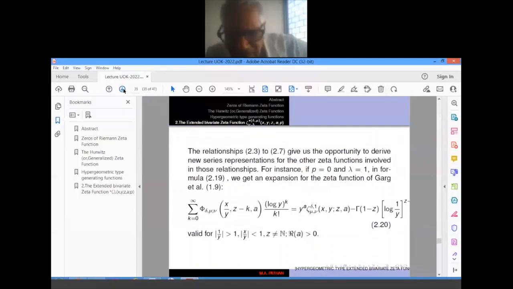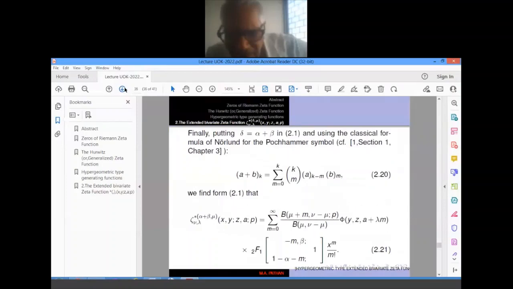This is again a result obtained from the earlier one 2.19 by simply writing now rho equal to 0. And this is a result which was given by Garg and others. And already I have shown you the reference.